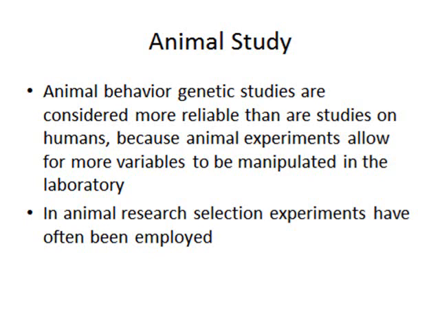Animal study. Animal behavior genetics studies are considered more reliable than studies on humans because animal experiments allow for more variables to be manipulated in the laboratory. In animal research, selection experiments have often been employed.